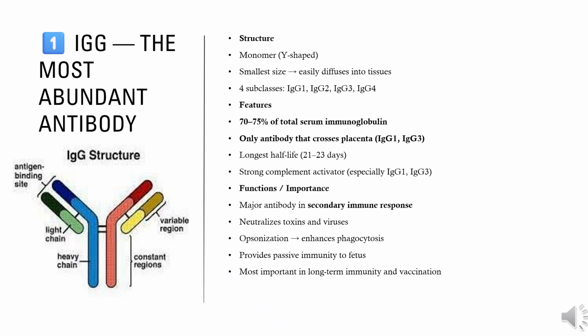It is the main antibody which plays its role in the secondary immune response. It can neutralize toxins, viruses. It is very important in the opsonization and provides passive immunity to the fetus, most important in long-term immunity and vaccination.